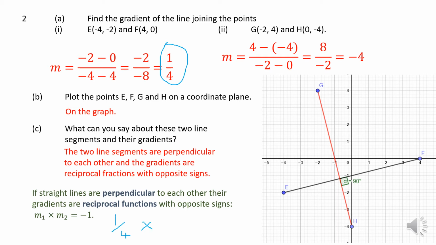and you multiply that by the gradient of the other line, which is negative 4, rather. When you multiply them, you get a product of negative 1. That tells you that these lines are perpendicular, so where these lines are meeting, they are going to meet exactly at 90-degree angles. So this is the type of thing you should also remember.